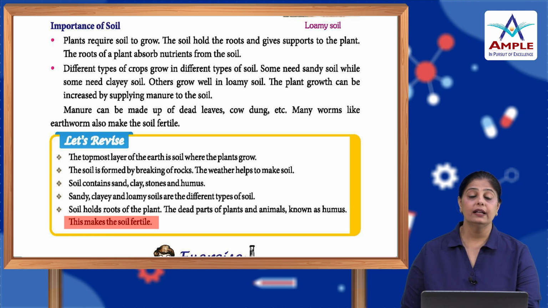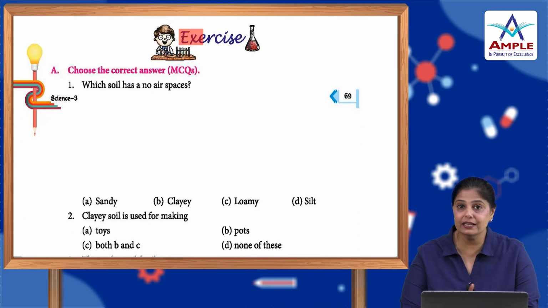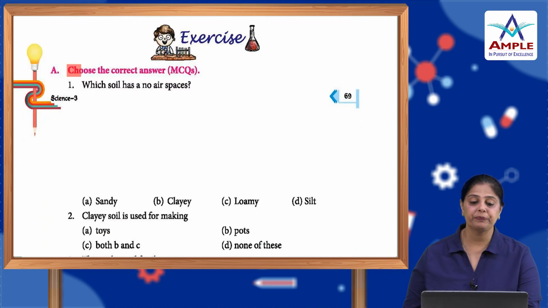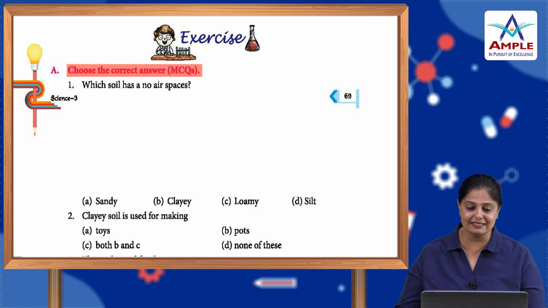Now, let us quickly revise this chapter, and then start doing the exercises. You have to choose the correct answer. This is beyond the layer of air around the earth. Two Indian women have travelled into space. The earth has two movements, rotation and revolution. Now, quickly test your knowledge by doing these exercises.